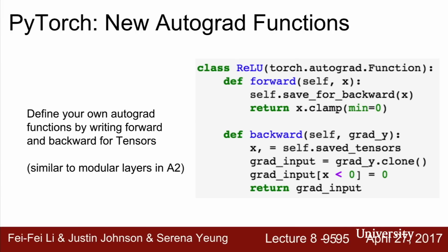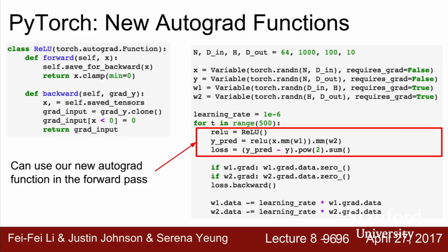So in PyTorch, you can define your own new Autograd functions by defining the forward and backward in terms of tensors. This ends up looking kind of like the module layers code that you write for homework 2, where you can implement forward and backward using tensor operations, and then stick these things inside computational graphs. So here we're defining our own ReLU, and then we can actually go and use our own ReLU operation and now stick it inside our computational graph and define our own operations this way. But most of the time, you will probably not need to define your own Autograd operations. Most of the time, the operations you need will already be implemented for you.